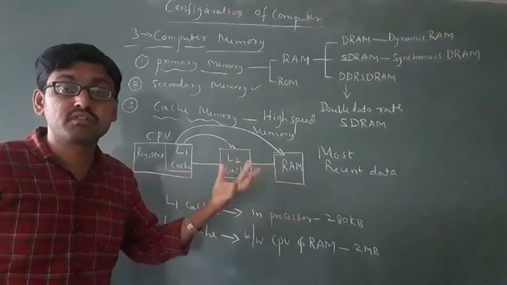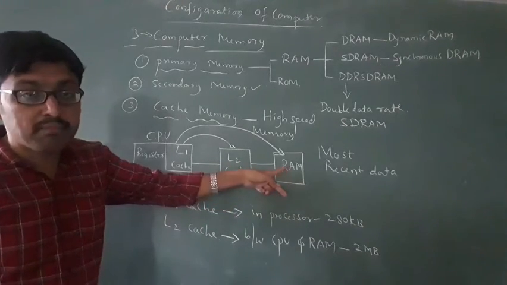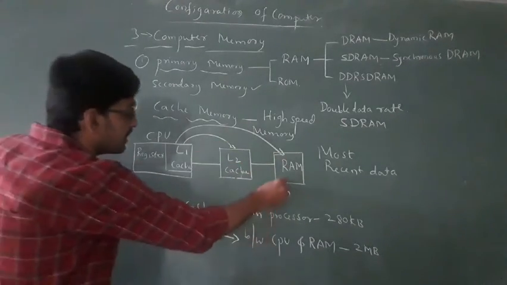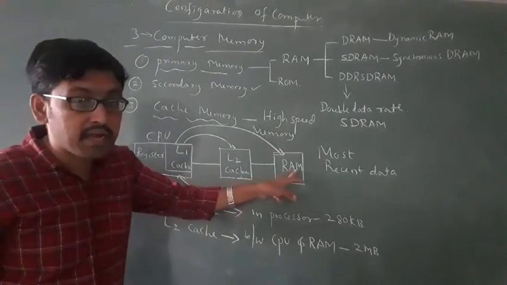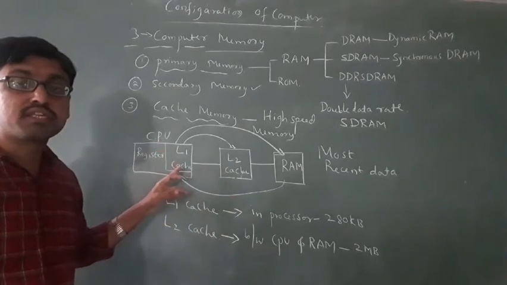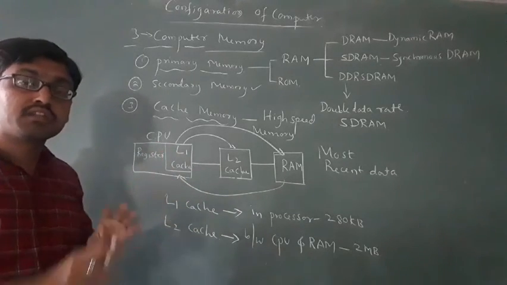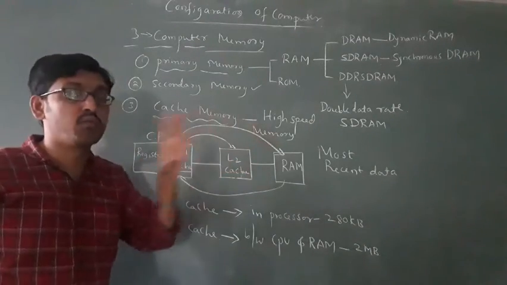Okay, for the processing purpose, the RAM will be loading the data into the cache. Then the RAM loads the data into the cache, then the CPU processes the data. This is the mechanism of how the cache memory works.